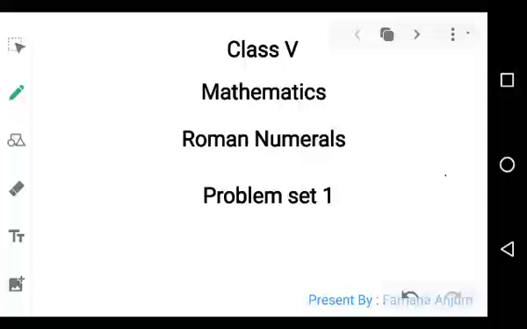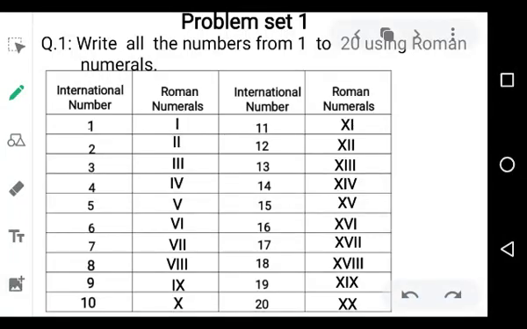Today we are going to start exercise question number 1 of problem set 1, chapter number 1, Roman numerals. In the last video I explained the rules for writing Roman numerals. Today we solve problem set 1, question number 1. Write all the numbers from 1 to 20 using Roman numerals. Now let's start to write Roman numerals according to the rules.